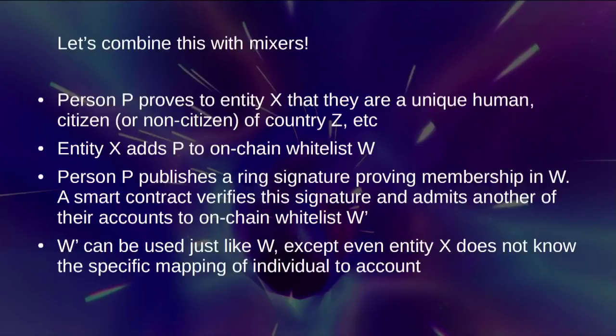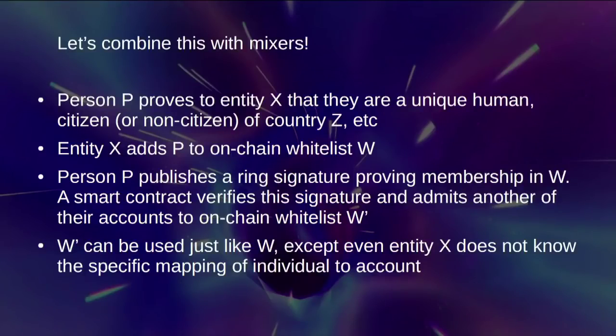So we'll have a second on-chain whitelist, and we'll call it Walter. You can use a ring signature to prove that you have an account inside of this whitelist Willy, and if you do this, then the smart contract that controls the whitelist Walter will assign you one account in that whitelist as well.